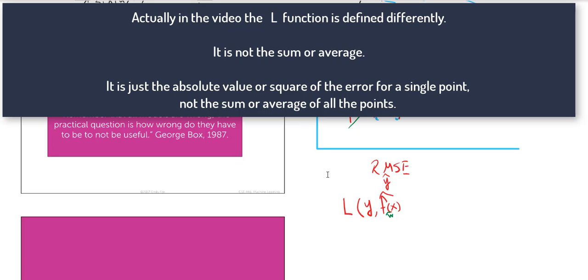So anyway, we have this loss function, and so we already said that one loss function would be the RMSE, or we could use the MAD, and we could think of other ways to measure the loss.